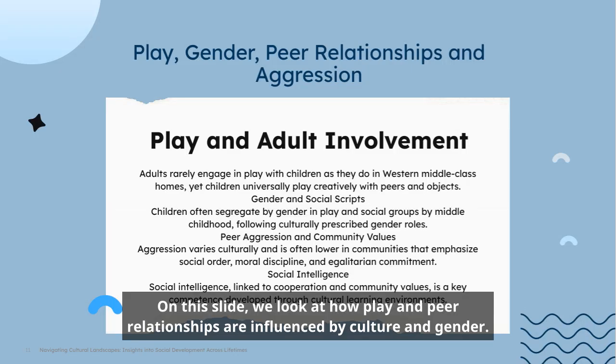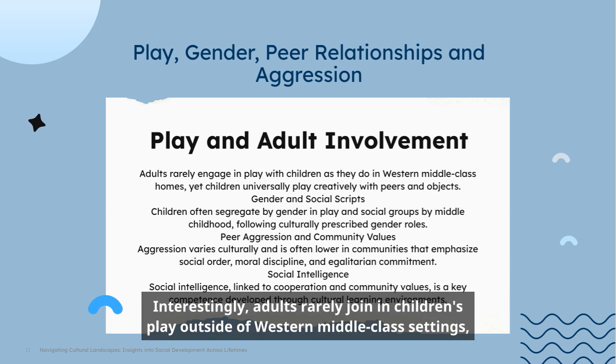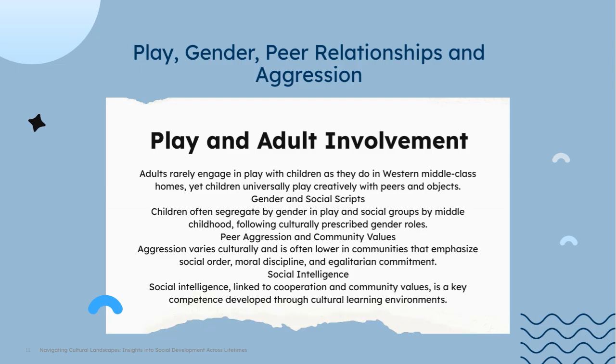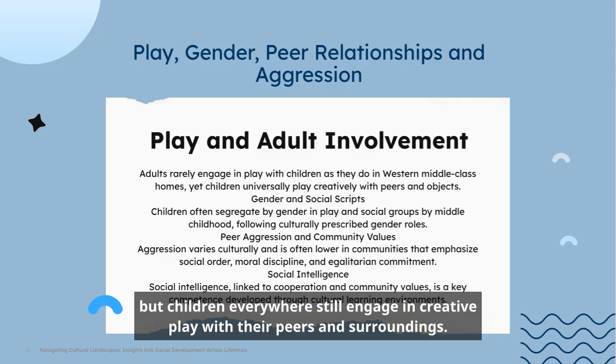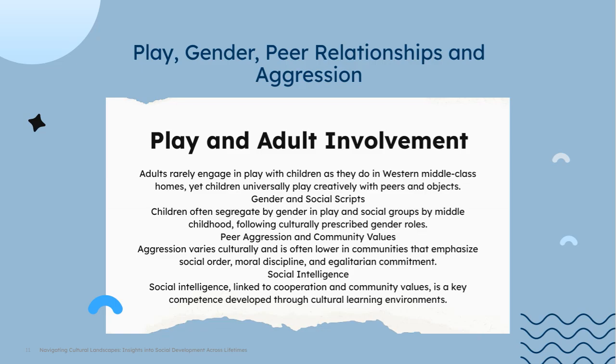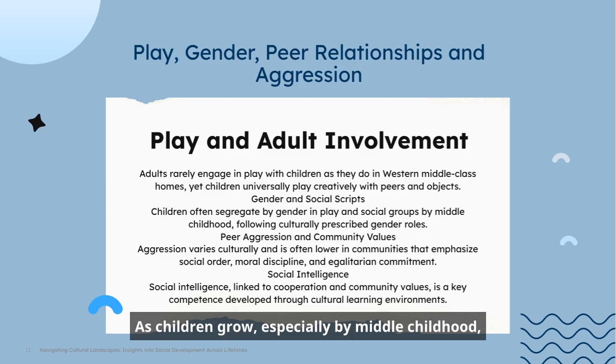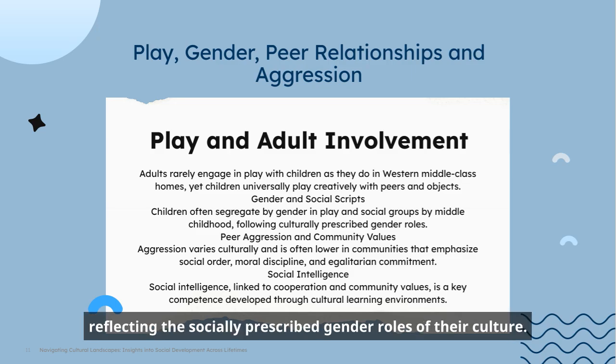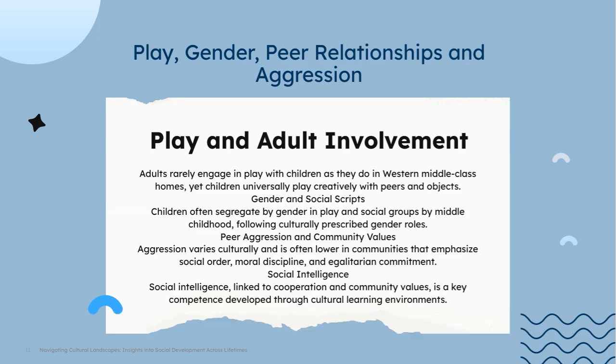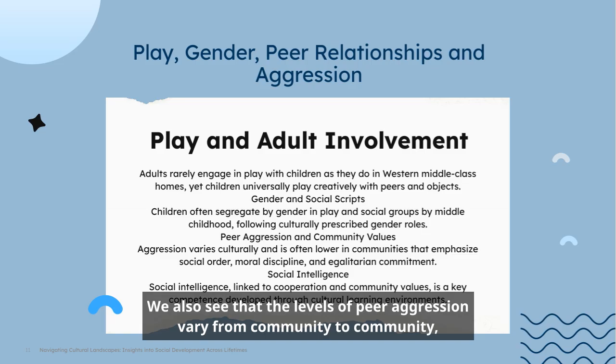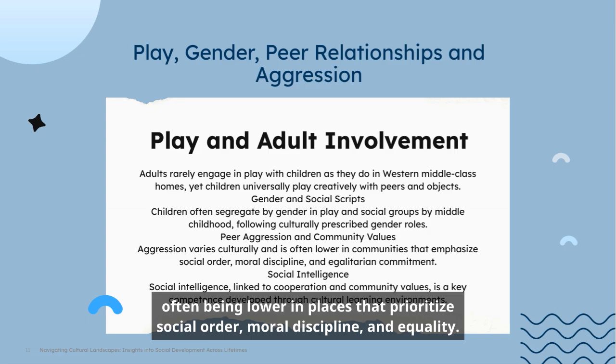On this slide, we look at how play and peer relationships are influenced by culture and gender. Interestingly, adults rarely join in children's play outside of Western middle-class settings, but children everywhere still engage in creative play with their peers and surroundings. As children grow, especially by middle childhood, they tend to separate into gender-specific playgroups, reflecting the socially prescribed gender roles of their culture. We also see that the levels of peer aggression vary from community to community, often being lower in places that prioritize social order, moral discipline, and equality.